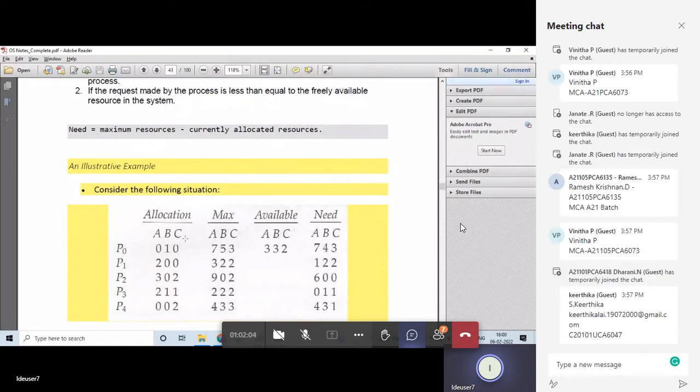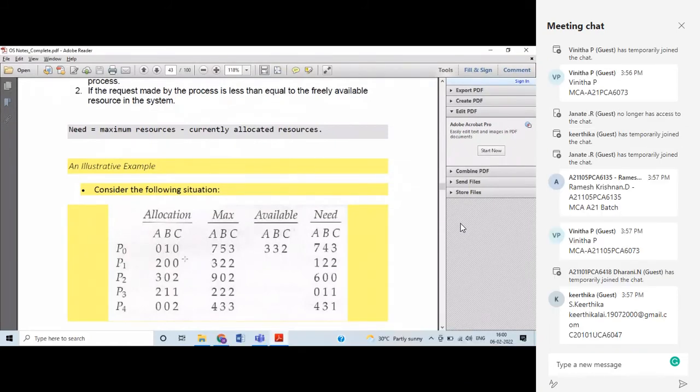And so the total number of C resources is equal to 7. How much is allocated in C? 2 + 1 is 3, and 3 + 2 is 5. So 7 minus this 5 is equal to 2. So this is the available resources.